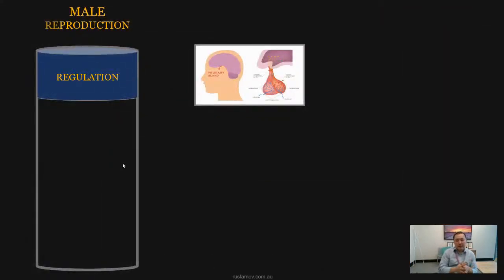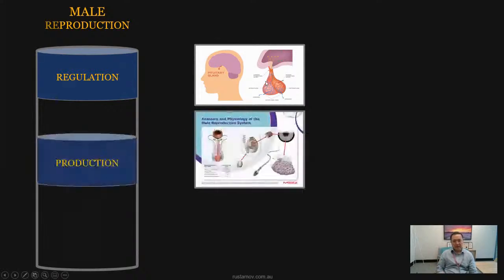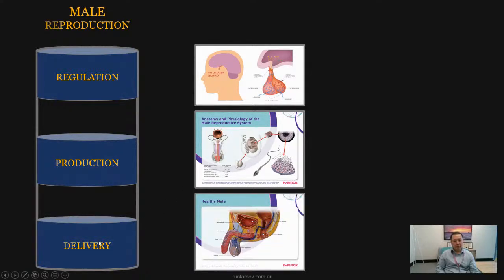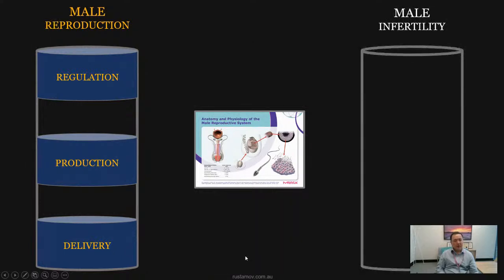So in order to understand the causes of male factor infertility, let us review the reproduction process. The function of reproduction is the production of sperm, which is governed by regulation of the process by the pituitary gland, then production of the sperm in the testis, and delivery of the sperm with the vas deferens and other reproductive tracts. Accordingly, the causes of male infertility are linked to disruption of one of these three levels of the production process.